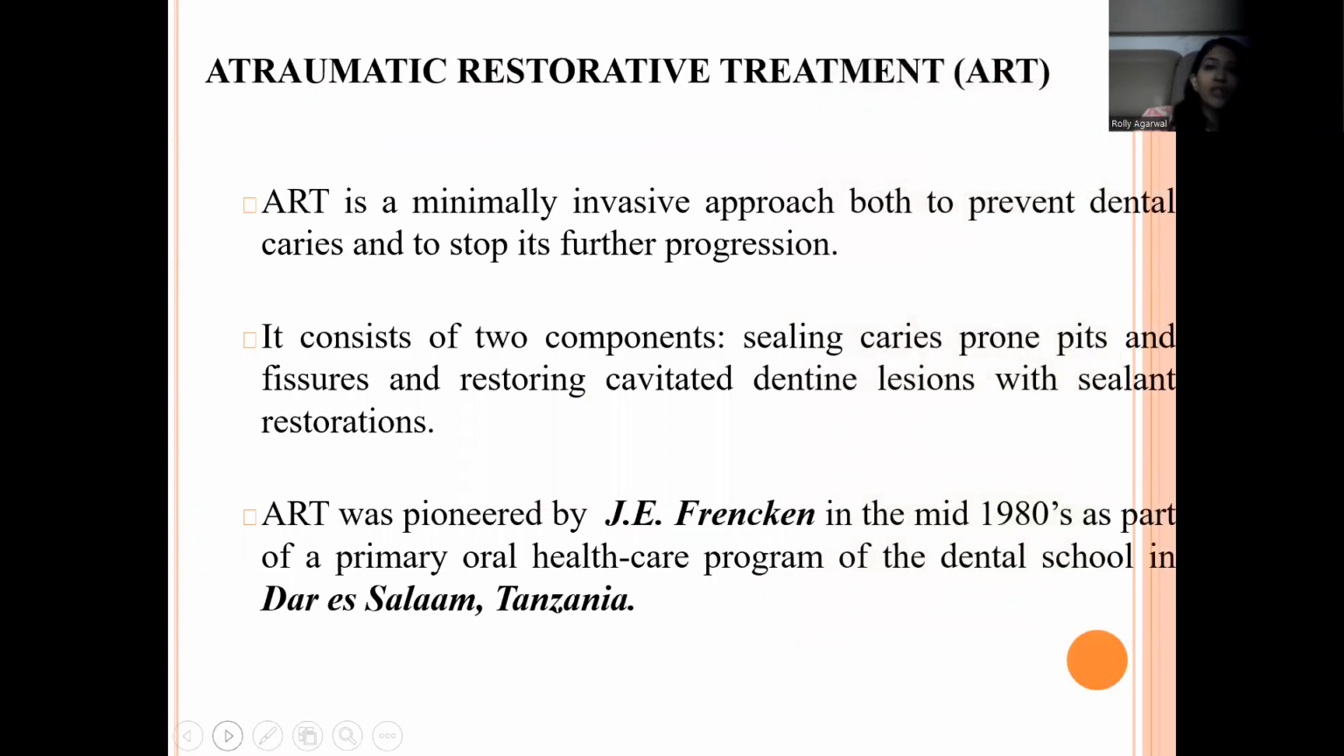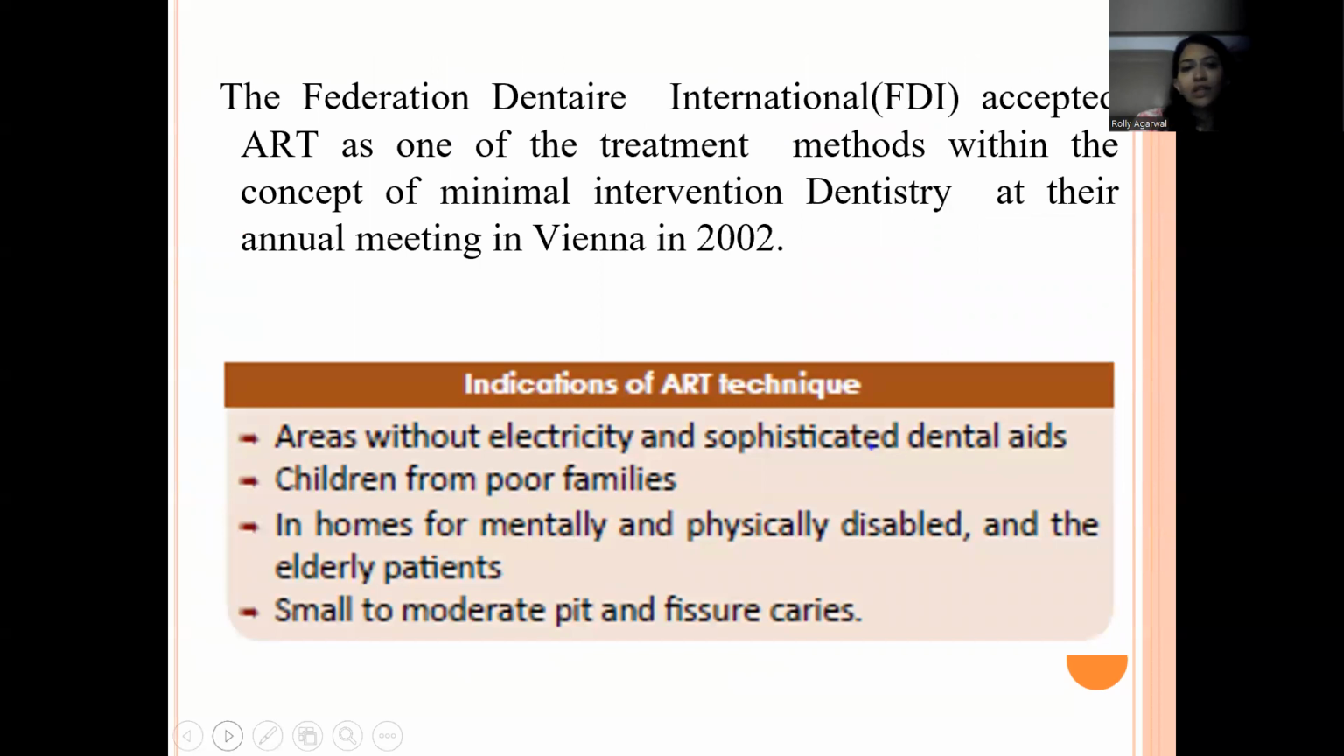Then what is atraumatic restorative treatment? ART was designed for developing countries, especially where the access to dental care was limited, and mechanized rotary instruments for removal of the tooth structure were not available. So ART was developed with the aim of sealing caries-prone pits and fissures and restoring cavitated dentin lesions with sealant restorations. So that glass ionomer cement, when it is present, will help in minimizing further caries development.